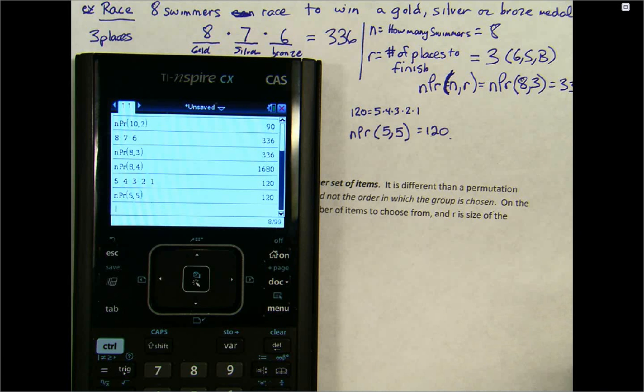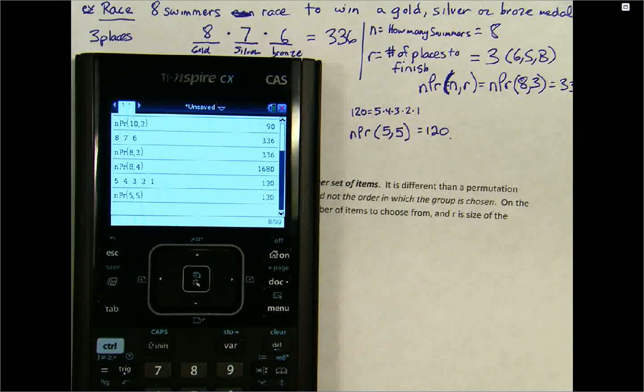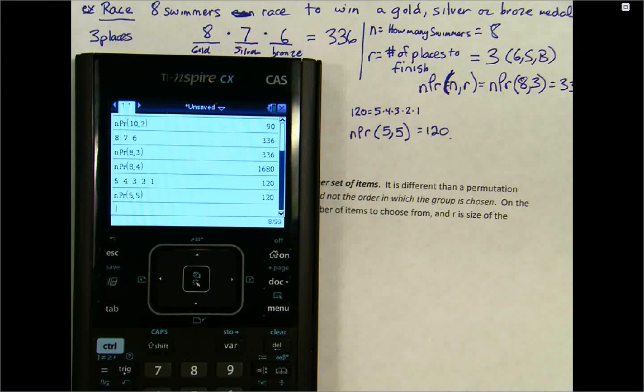So permutations are always about putting things in order. And once something gets put into a specific slot or a specific place or location, it's done, it's used up, you can't use it again. That's the whole idea of we can't replace it back into the group. So that's what we're going to get with permutations. So any questions on what permutations are?